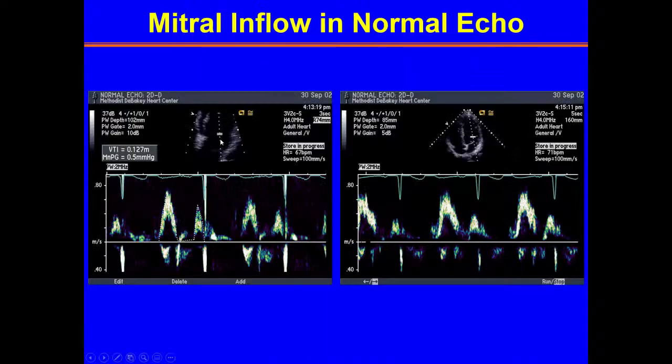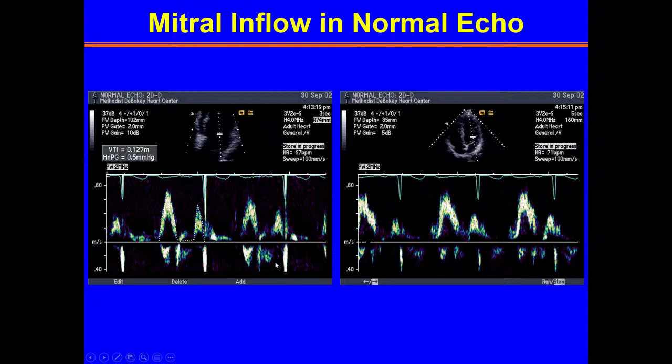Mitral inflow is recorded at two levels. At the level of the annulus, that's the signal that we want to acquire if we are going to rely on mitral inflow to assess mitral valve regurgitation, for example, or aortic valve regurgitation. And then we go at the tips. The reason we go for the tips is for the diastolic function measurements, but not for flow. So we have to acquire signals at both levels.